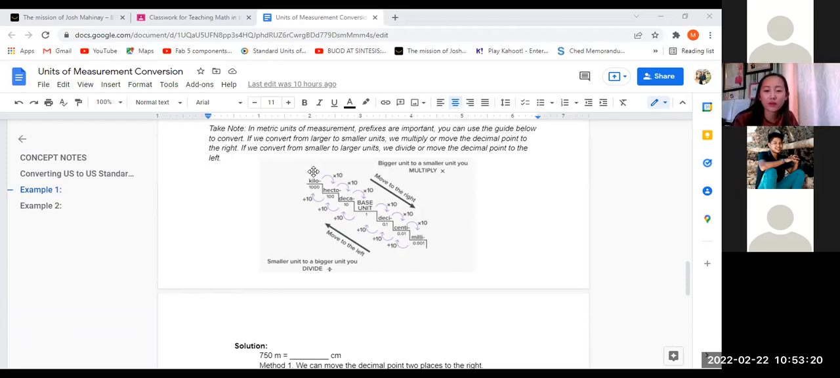If we go to the right, bigger unit to smaller unit, or from left to right, just move the decimal point to the right. Okay? And then from right to left, just move the decimal point to the left. We should also know the order of the prefixes: kilo, hecto, deca, and then the base unit, deci, centi, milli. Seven lang yun. You need to memorize it.